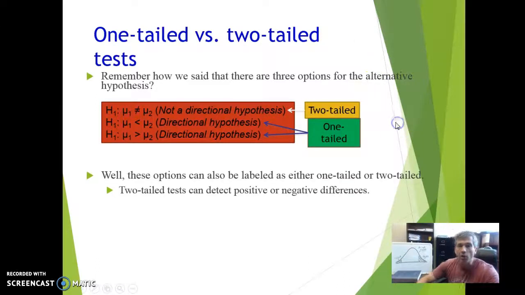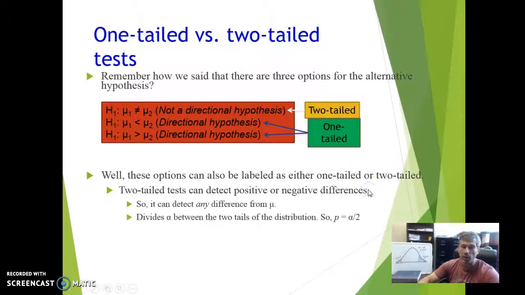So again, we call those options one-tailed or two-tailed tests. Two-tailed tests, what's depicted here, have regions of rejection in both tails. They can detect either positive or negative differences between the means we're comparing. So it can detect any difference from that population mean we're comparing it to.